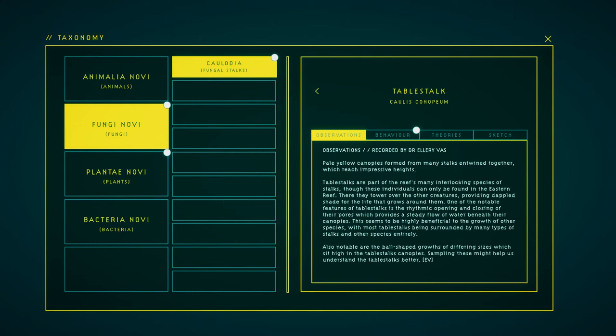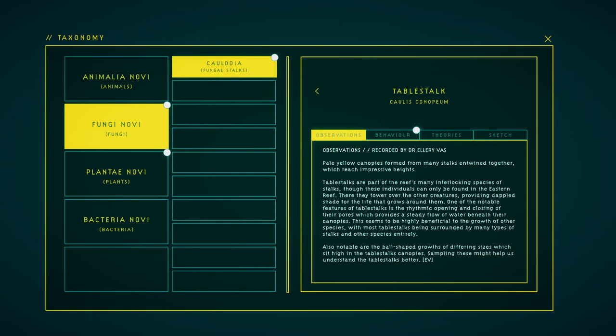Table stalks. The pale yellow canopy is formed from many stalks entwined together, which reach impressive heights. Table stalks are part of the reef's many interlocking species of stalks, though these individuals can only be found in the eastern reef. There they tower over the other creatures, providing dappled shade for the life that grows around them. One of the notable features of table stalks is the rhythmic opening and closing of the pores, which provides a steady flow of water beneath their canopies.